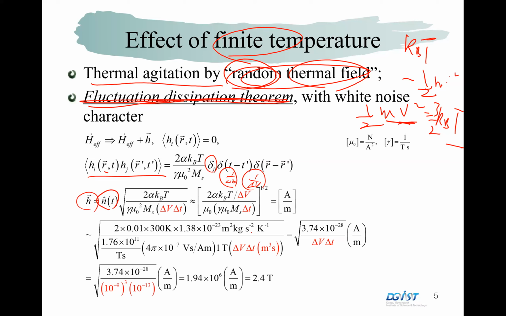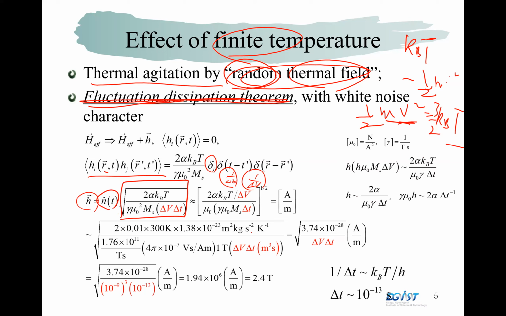And this unit vector n means the unit vector in any random direction at the given time t. And that is the magnitude of the thermal field. Okay, let's check it. This part, maybe you can write down again: h squared on the left-hand side and 2 alpha kB T over gamma mu0 Ms delta V delta t.